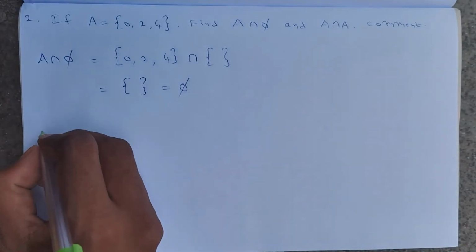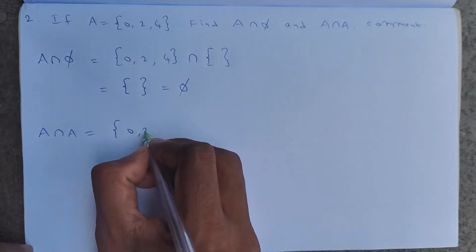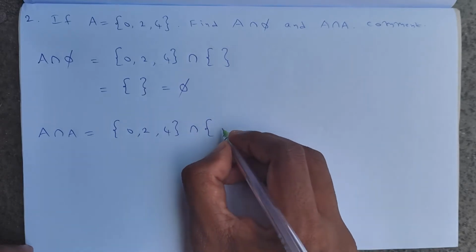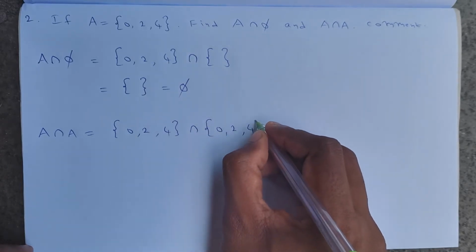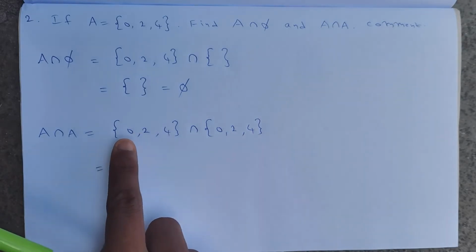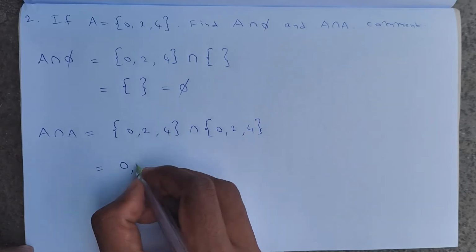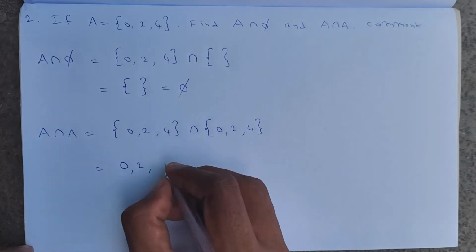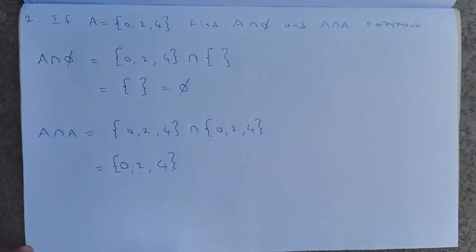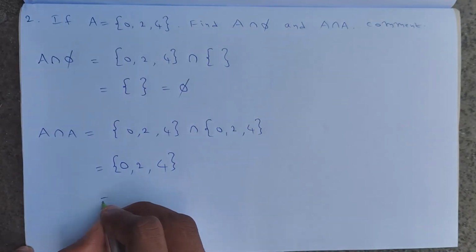Next, A intersection A. Set A is {0, 2, 4} intersection, again set A only, that is {0, 2, 4}. Now if we observe the elements which are common in these two sets, here 0 is there, here also 0 is there, so 0. Here 2 is there, here also 2 is there, so 2. Here 4 is there, here also 4 is there, so 4. So {0, 2, 4} is nothing but the set A itself, so this is again set A.